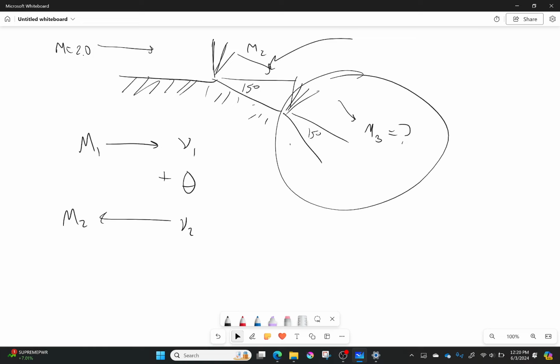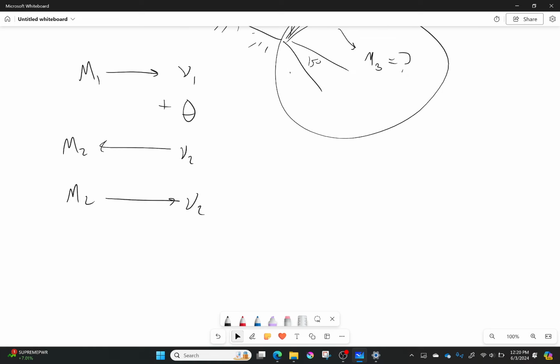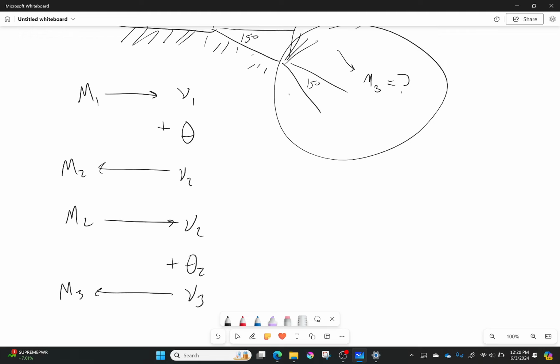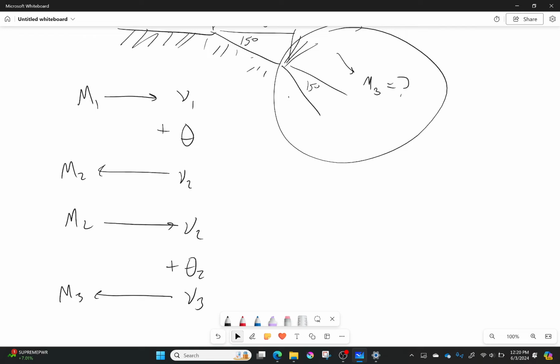And you can kind of guess that if we're doing it this way, I can say, okay, M2 is going to be, think of me, deflection angle 2. And I can add my second deflection angle, get V3, and then back to M3. So I've got a good process there. We've done it a bunch before. So let's go ahead and do that.